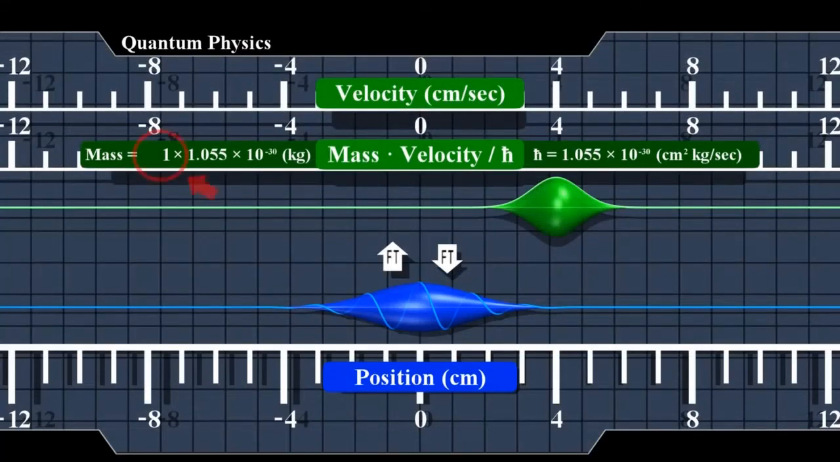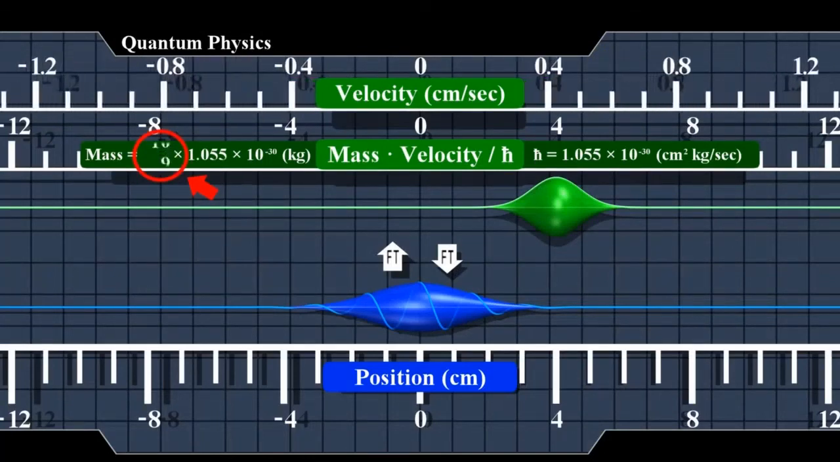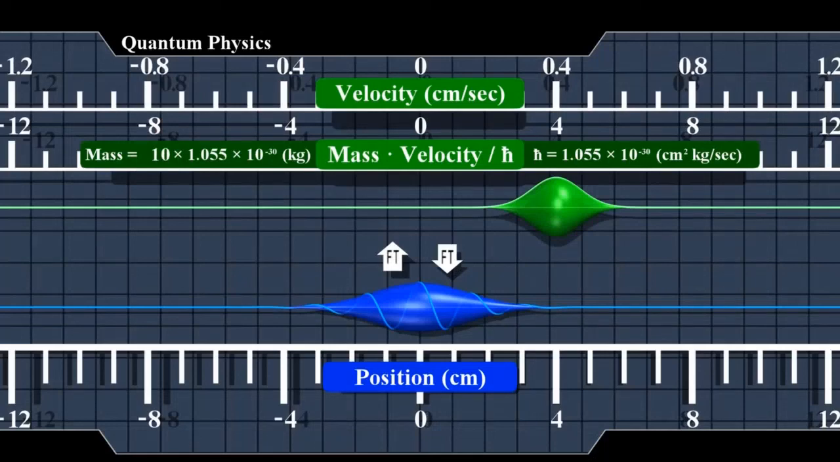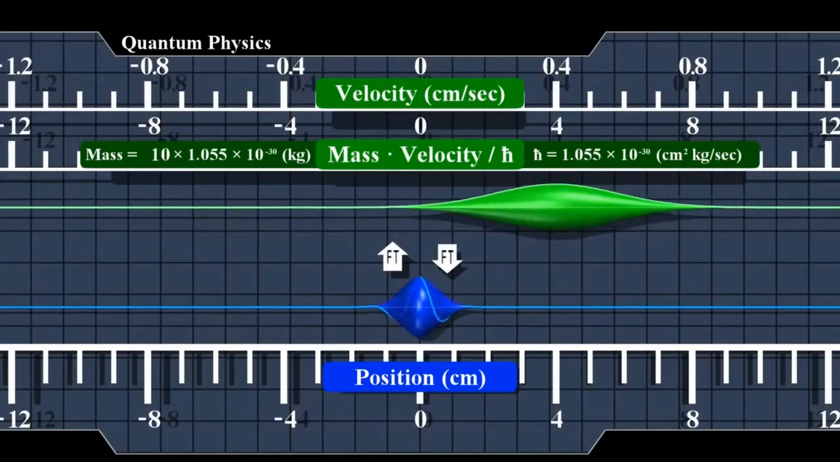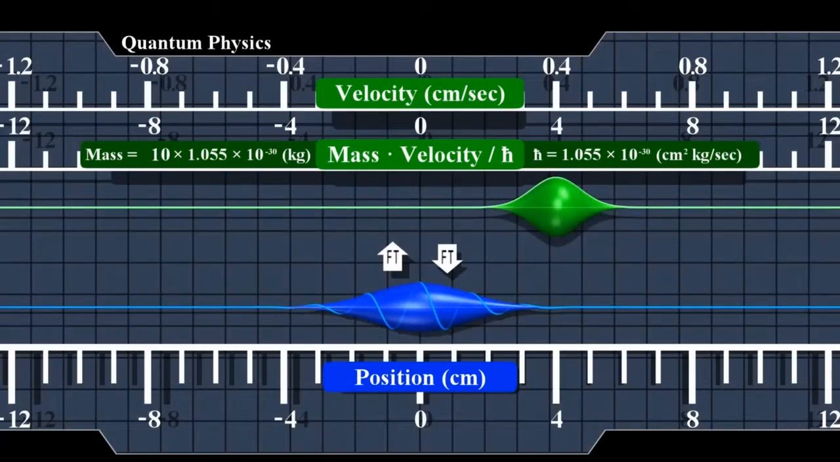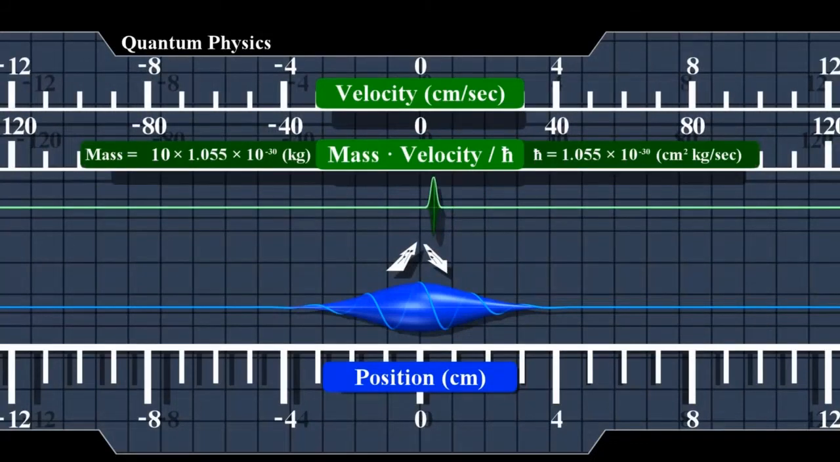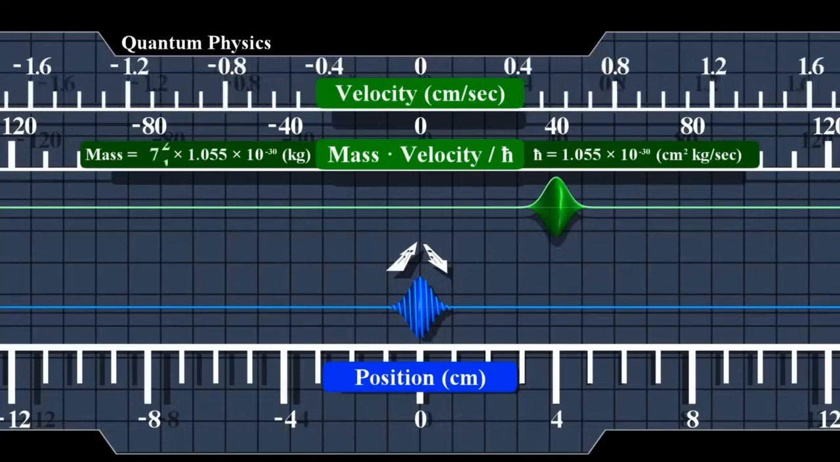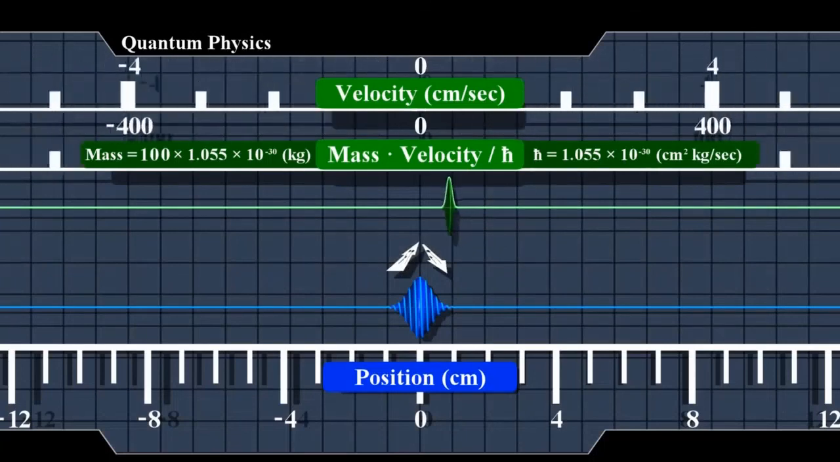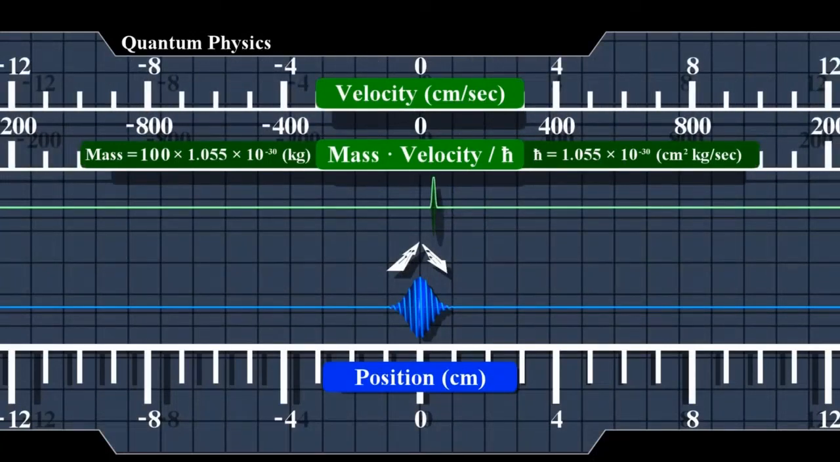Now let's increase the particle's mass. The two wave functions remain the same. The uncertainty principle is the same. But the same values of momentum now translate to much lower velocities. Let's shrink the upper part of the image to bring velocity back to scale. Now let's reduce the uncertainty in position and increase the velocity back to 4 centimeters per second. We'll repeat the same steps again. Increase the mass, shrink the image, reduce uncertainty in position, and increase velocity.